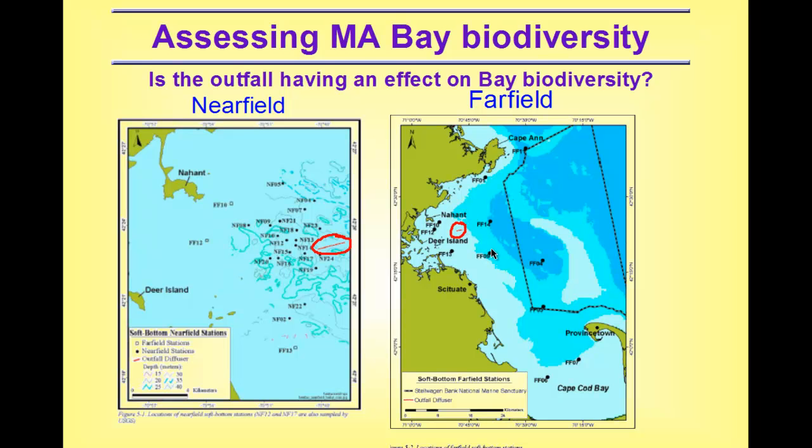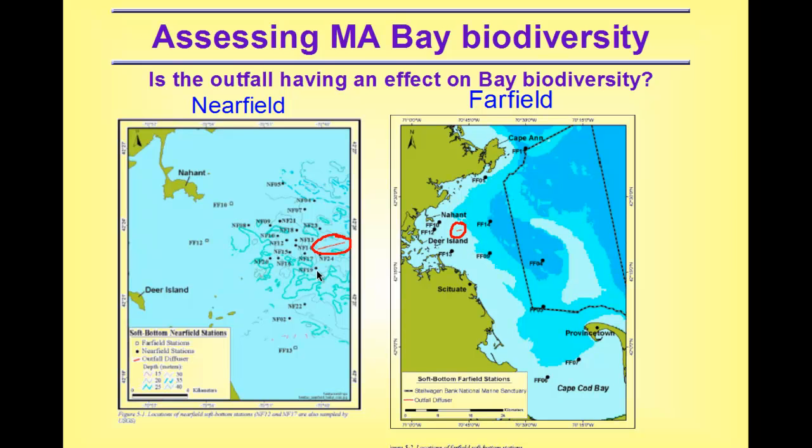The basic idea behind the design is that it is a BACI design, before-after control impact experiment, where the effects of the outfall will be assessed by examining the changes in community structure in the near field and the far field before the outfall went out, and then assessing whether the differences changed after the outfall went in place in September 2000. In this analysis, we will have 3 years of post-outfall data, 2001, 2002, 2003.